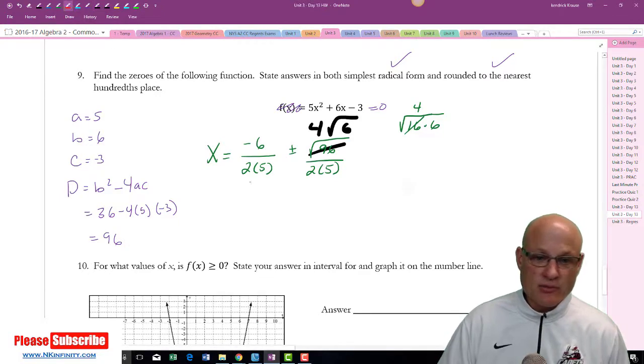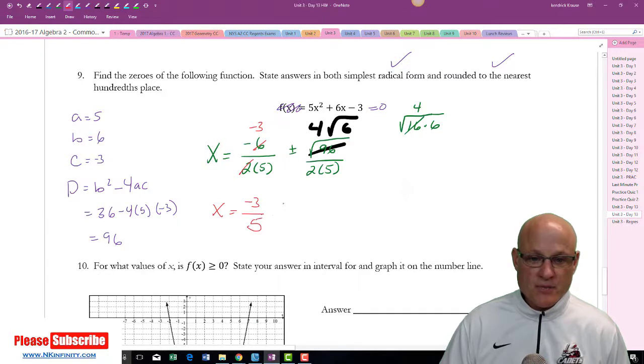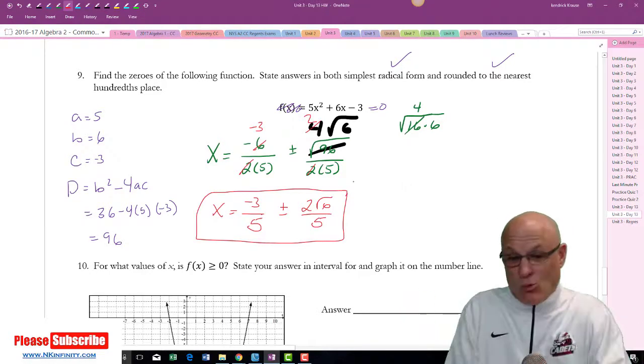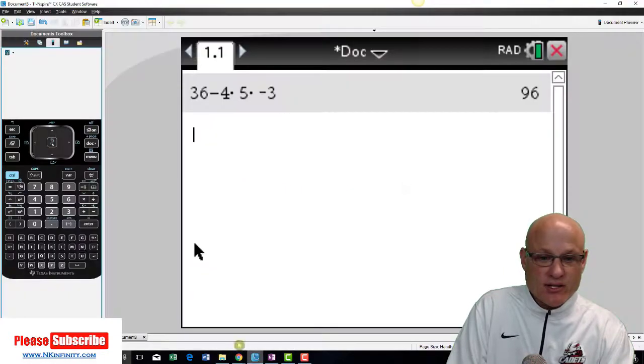All right, now let's simplify. 2 goes in here negative 3 times. So this ends up being x equals negative 3 over 5 plus or minus, let's see, 2 goes in here twice. So 2 square roots of 6 over 5. So that appears to be my right answer. It's kind of wacky, so I'm going to check that.